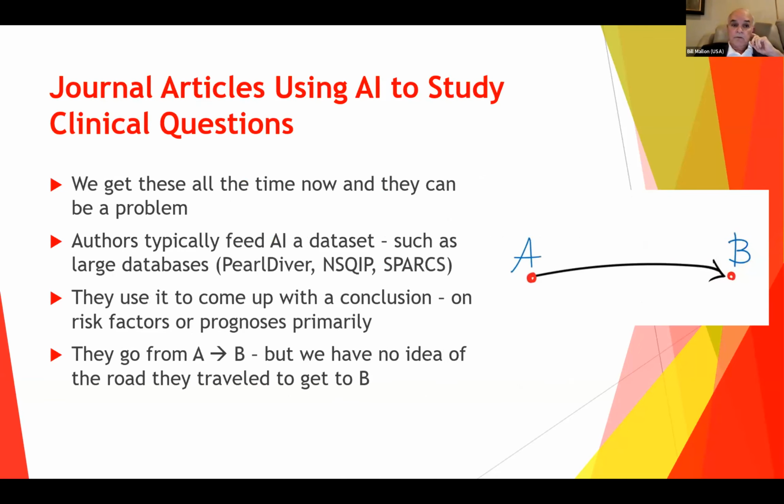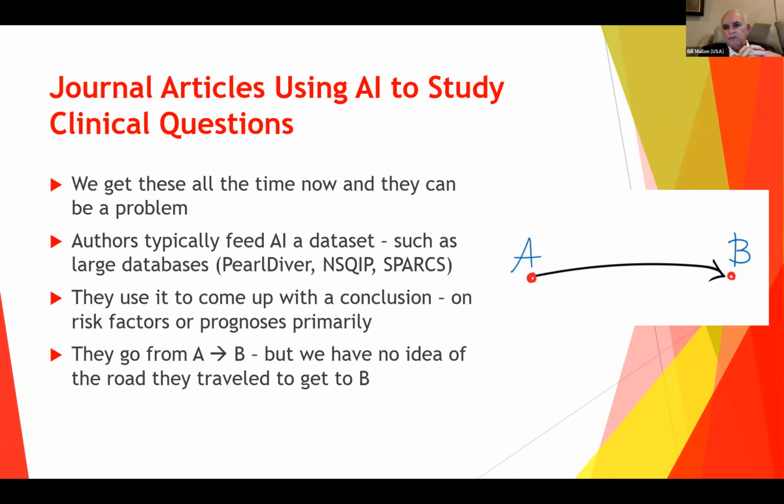So we're getting journal articles all the time using AI to study clinical questions. We're getting them, and they can be a problem for a couple of reasons. The authors typically feed AI a training data set that they get usually from the large databases out there. PearlDiver is a big one. NSQIP in the US, the National Surgical Quality Improvement Program, and SPARCS, which is the New York State database.